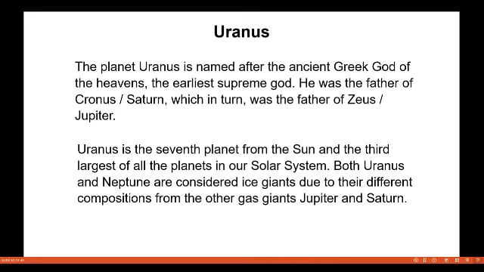Uranus is named after the ancient Greek god of the heavens, the earliest supreme god. He was the father of Cronus, that is Saturn, who in turn was the father of Zeus, the Jupiter. Uranus is the seventh planet from the Sun and the third largest of all the planets in our solar system. Both Uranus and Neptune are considered ice giants due to their different composition from the other giants, that is Jupiter and Saturn.